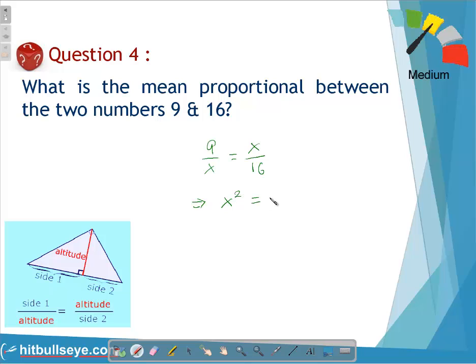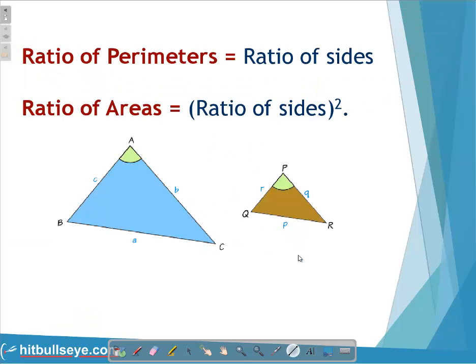So we could say x square equals 9 times 16, or take out the value of x as root of 144, which gives me the desired result x equals 12, which is the mean proportion between 9 and 16. I hope the definitions are clear with the medium of these few examples. Let us proceed.